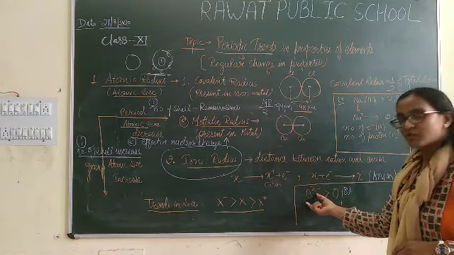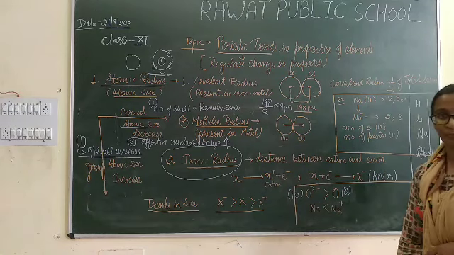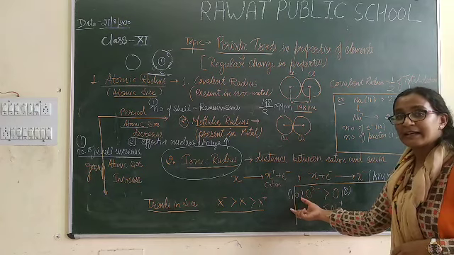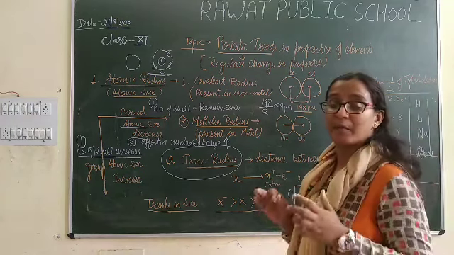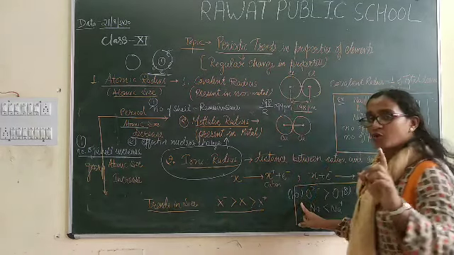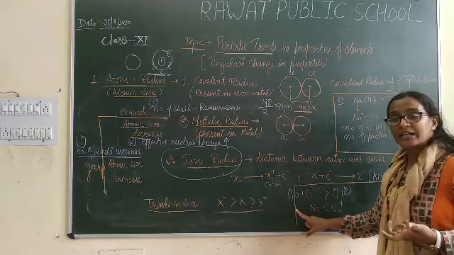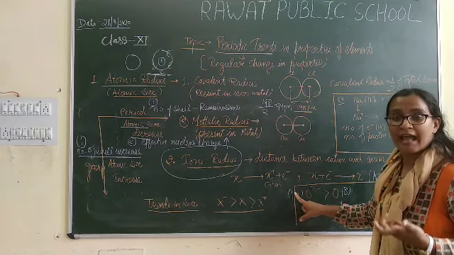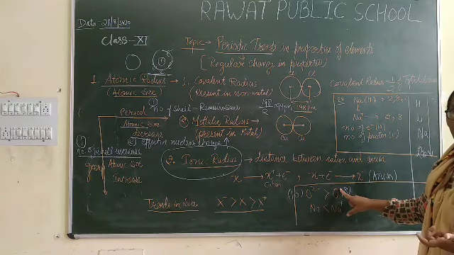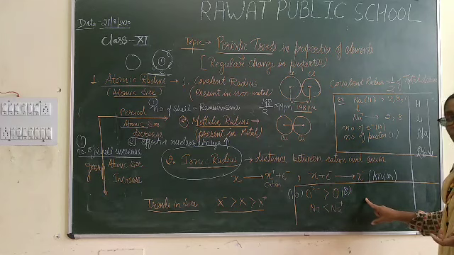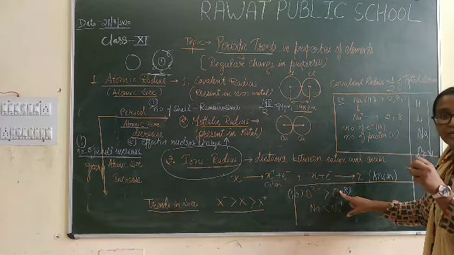But when we consider O2-, what happens? The number of electrons will increase to 10 because 2 more electrons are added. But the number of protons remains 8. The number of protons will not change. It means 8 protons attract 10 electrons here, and there 8 protons attract 8 electrons. So obviously when 8 protons attract 8 electrons, the nuclear force of attraction is more.